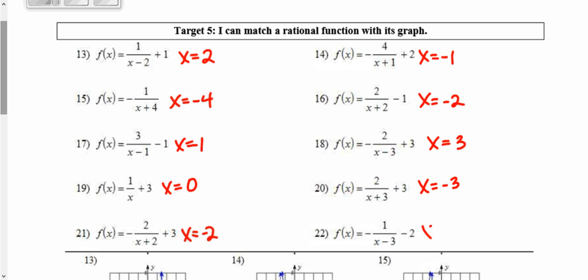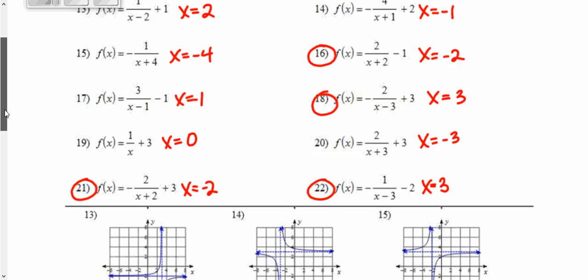And then we have 2 3's. So I'm going to hold off on the problems that I'm circling because they have the same vertical asymptote as another problem. And I'm going to go ahead and match everything that we have left because those are all unique vertical asymptotes. So I'm going to start off by looking at our graphs.